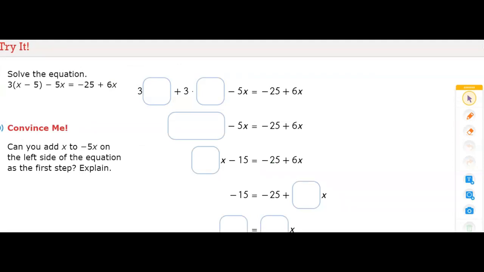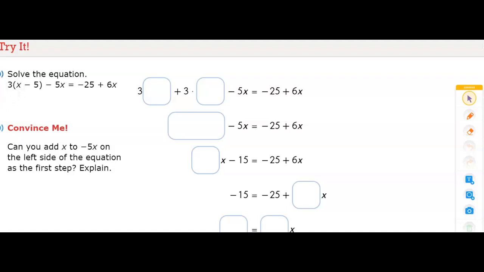Solve the equation 3 times the quantity x minus 5 minus 5 times x equals negative 25 plus 6 times x. So we're going to rewrite our equation so that we can solve for x. So we have 3 times the quantity of x minus 5. We're going to break apart.